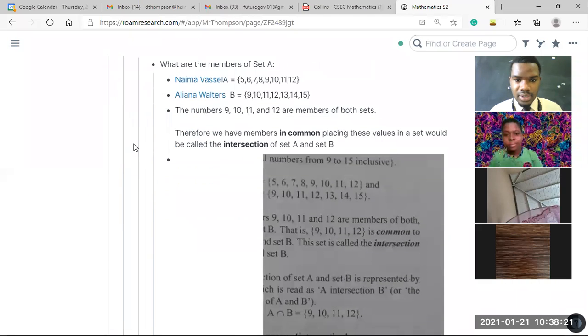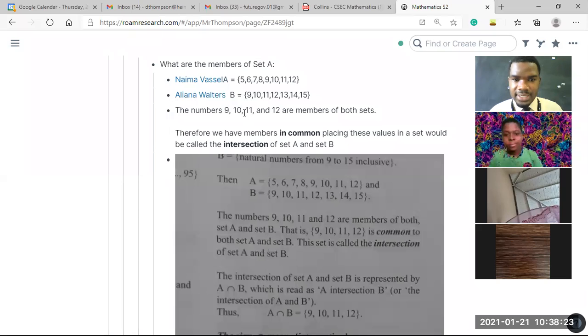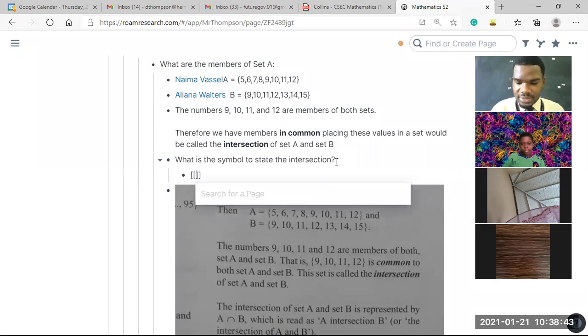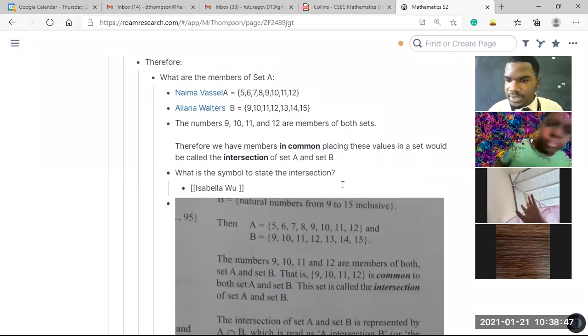So we're going to say now, the numbers 9, 10, 11, and 12 are shared between both sets. So that's the intersection of the sets. So here's my question. What is the symbol to state the intersection? All right, let's hear from Isabel. It looks like a universal set symbol, but it's upside down.